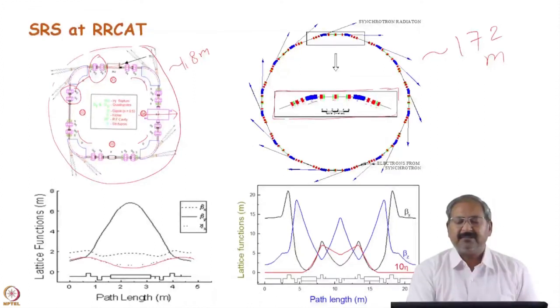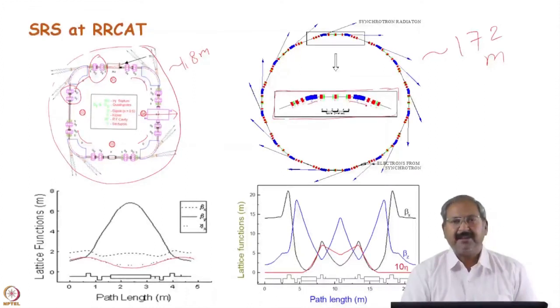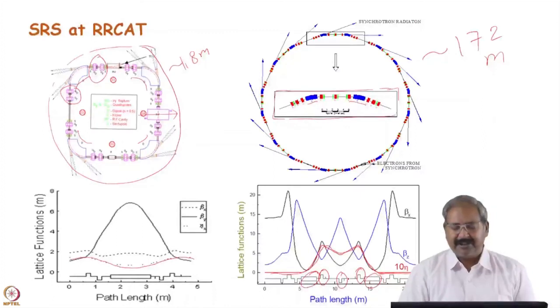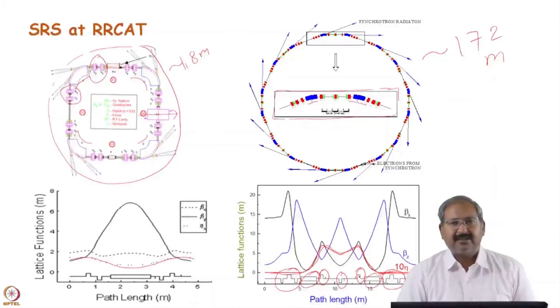Here two dipole magnets are there, meaning we are making a double bend achromat. This is a dipole magnet, this is a dipole magnet, and this is the variation of the dispersion. So dispersion is like this, and again after the dipole magnet it is zero. So this is a double bend achromatic lattice. There are three quadrupoles in between to take care of the achromatic condition, and three quadrupoles here and three quadrupoles here for optimizing the twiss parameters.